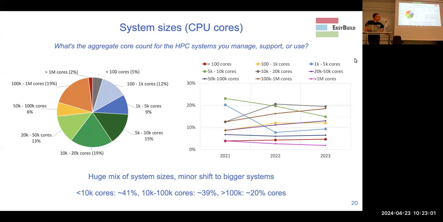Some people are relatively small, less than 10,000 cores. So that's about 40%. Some people are in the middle, another 40%, and then anything else over 100,000 cores, which is actually not that difficult to be in these days. If you have one decent size system, a couple of hundreds of nodes, we're very quickly in this box. So yeah, nothing really special here. I don't think that really makes a difference for EasyBuild, but it's good to know that at least people are using it on quite small systems as well.